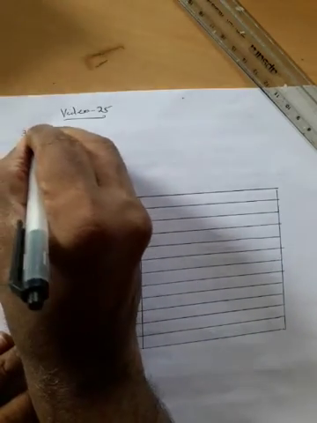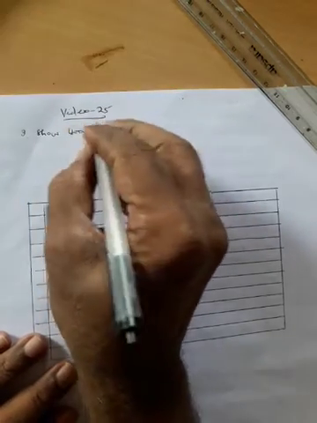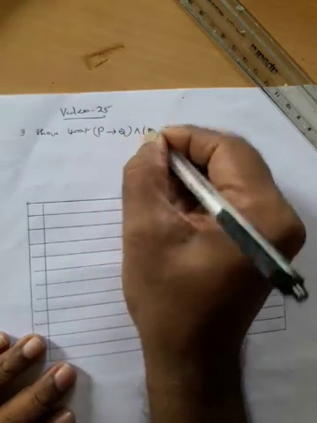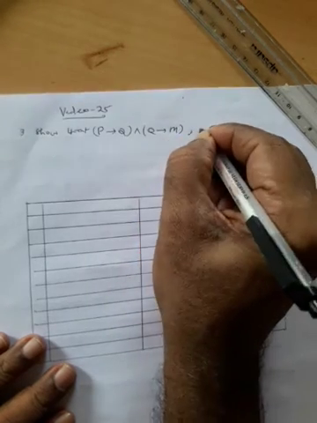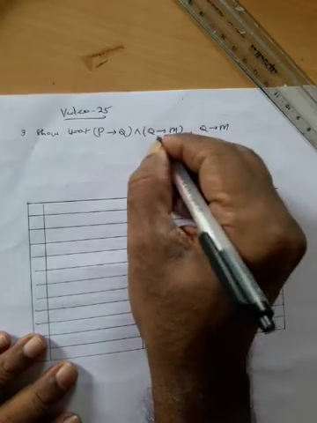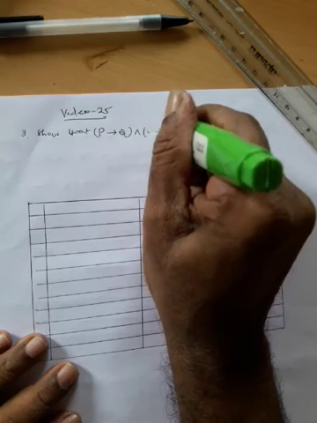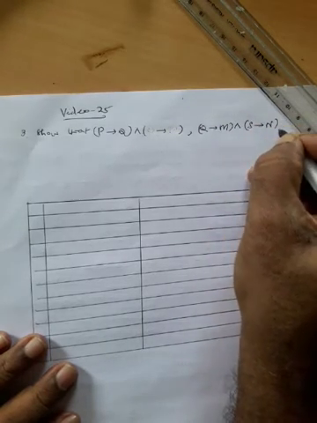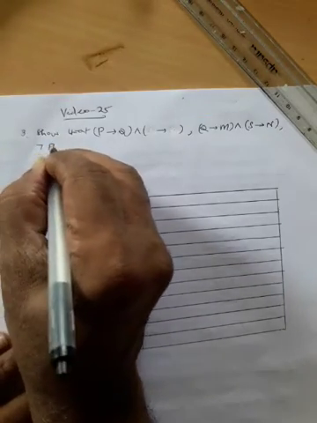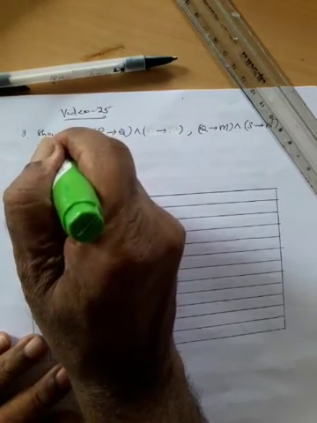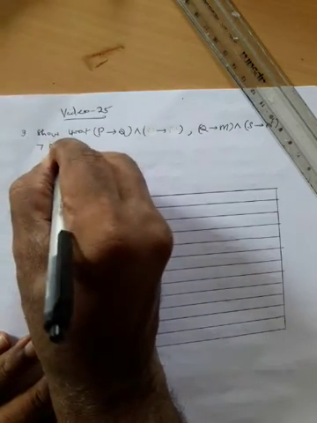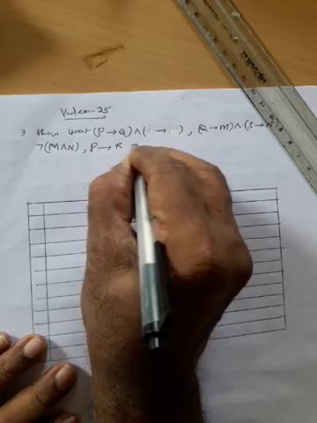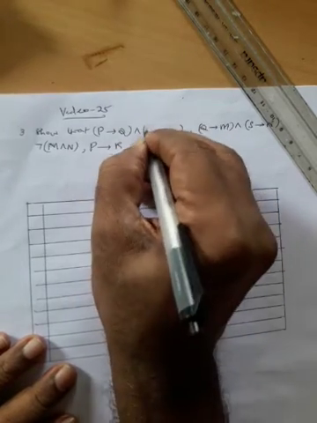Problem number 3. Show that P conditional Q, and Q conditional M, R conditional S, and Q conditional M and S conditional N, and then negation of M and N, and then P conditional R implies negation P. Here we have R conditional S.